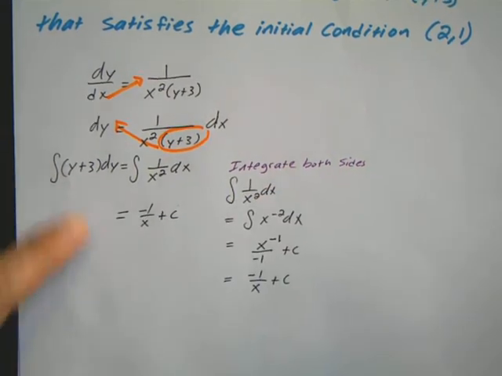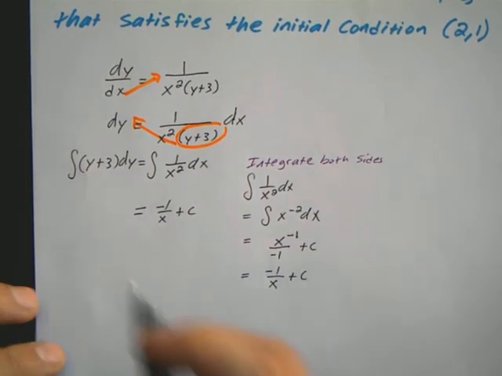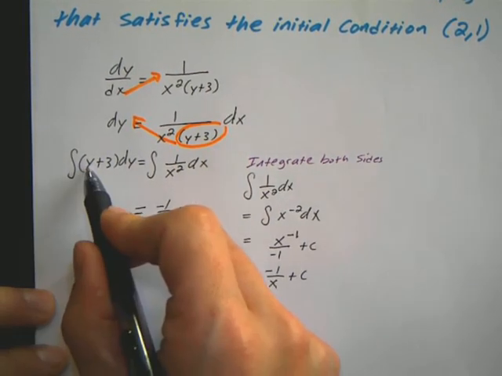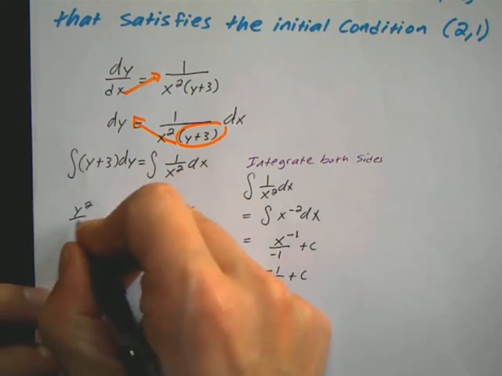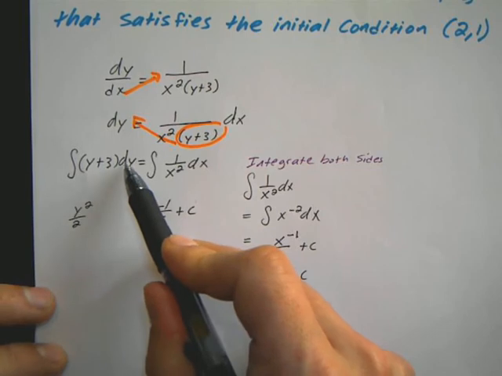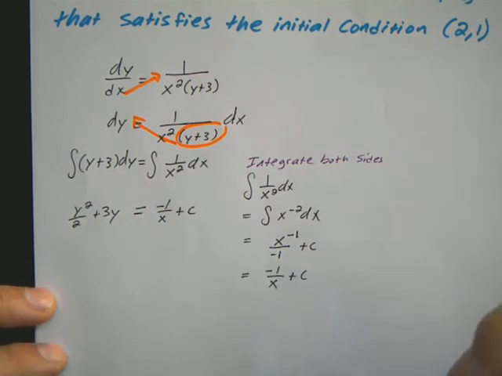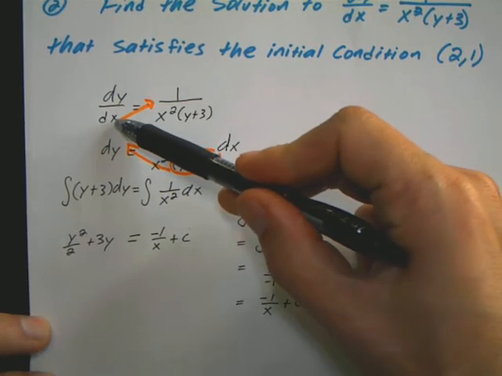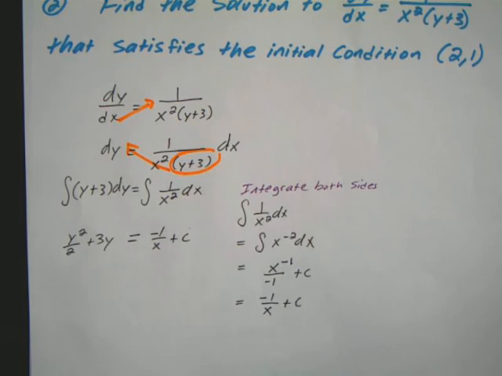The integral of the left side, you do the power rule on each term. The antiderivative, or the integral of y to the first power, is y squared over 2. The antiderivative of 3 with respect to y is 3y. My initial derivative was with respect to x, so this side gets the plus c. Okay. So now we've done our integral.